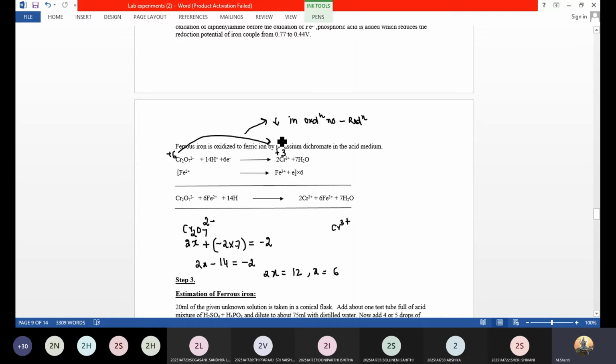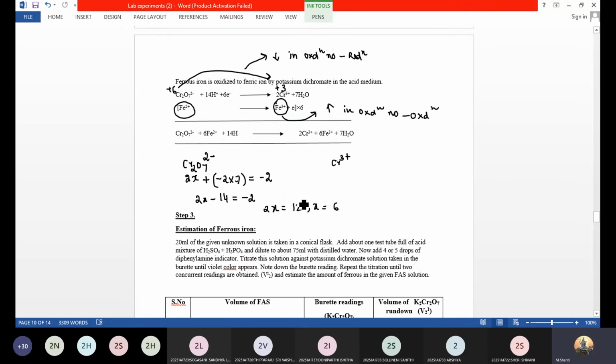Ferrous. This is Fe2+, which is getting oxidized to Fe3+. This is +2 going to +3, so there is an increase in oxidation number. This increase in oxidation is termed an oxidation process. Can I call this a redox titration?